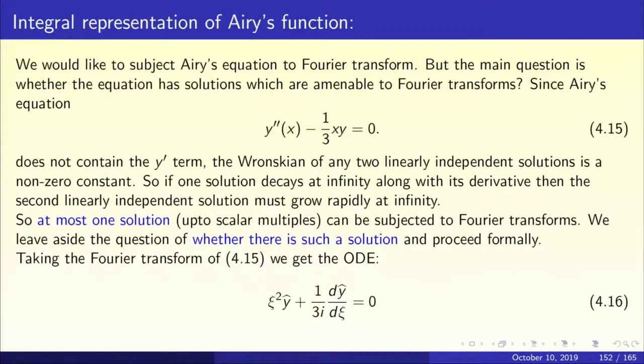Let us proceed formally and let us take the Fourier transform of 4.15. What happens when you take the Fourier transform of 4.15? Fourier transform of y double prime is minus chi squared times Fourier transform of y. What about the Fourier transform of xy? Fourier transform of xy is minus 1 upon i d/d chi of Fourier transform of y. So two minuses, both of them go away. I have chi squared y hat plus 1 upon 3i dy hat by d chi equal to 0, which is equation 4.16 presented in the slide.